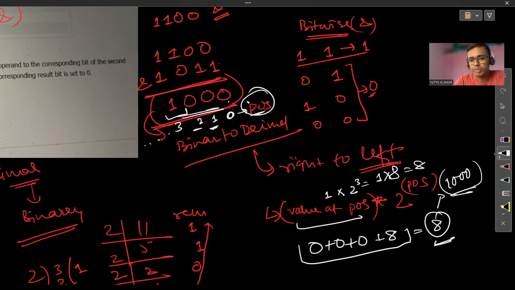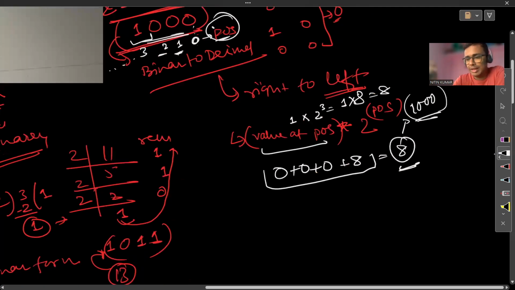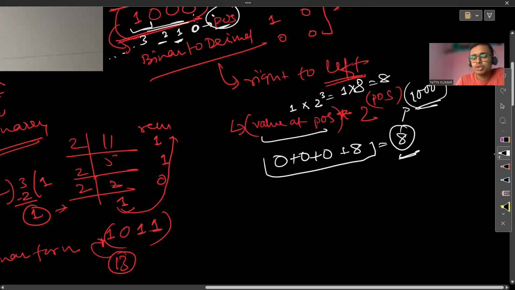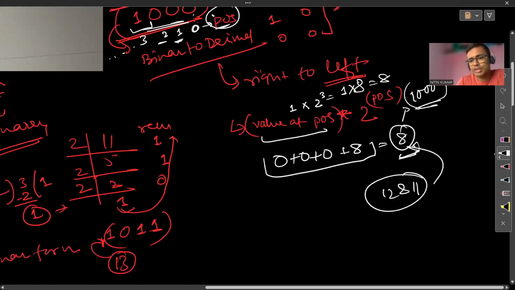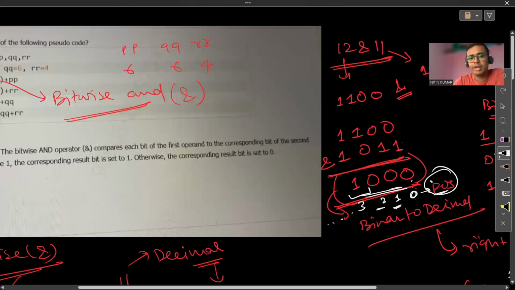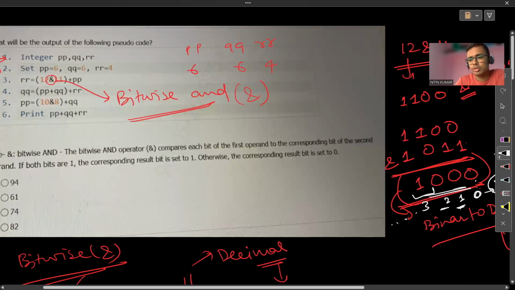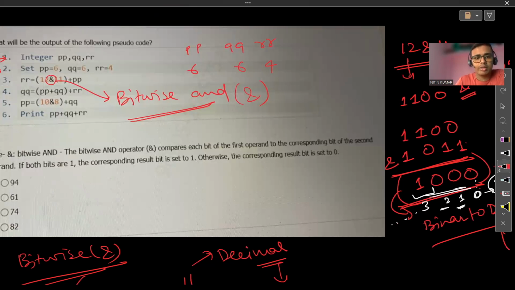Okay, now let's come down here. So this is the approach. After taking the AND of 12 and 11, we are getting the value 8. So 8 will be returned here. I hope you understood. So 8 will be returned here.